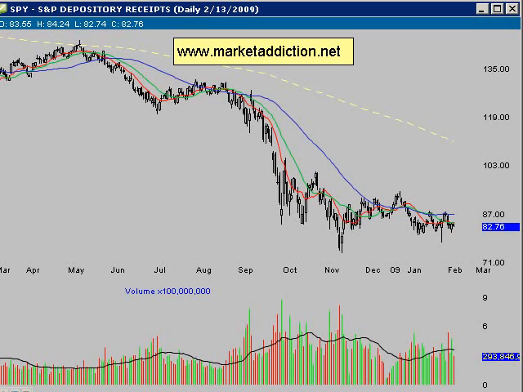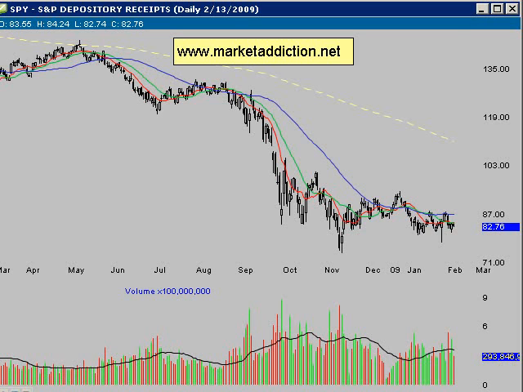Today is Monday, February 16th, 2009. This is for tomorrow's trading day. On Friday, the market was mostly sideways all day. The Dow was down 82 points, the Nasdaq was down 7, and the S&P 500 was down 8 points.